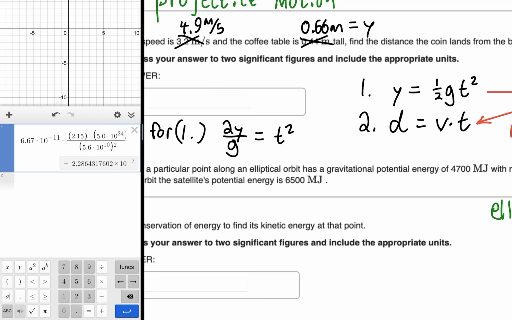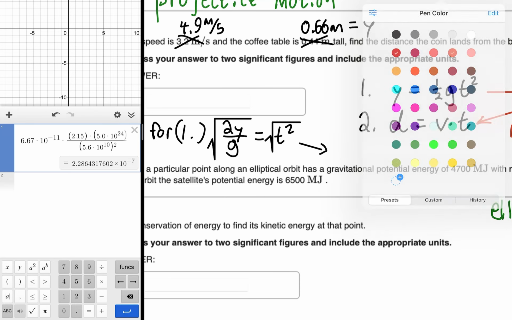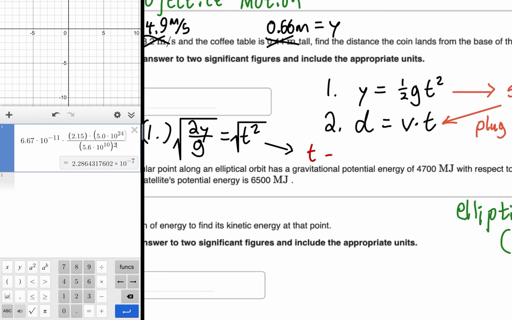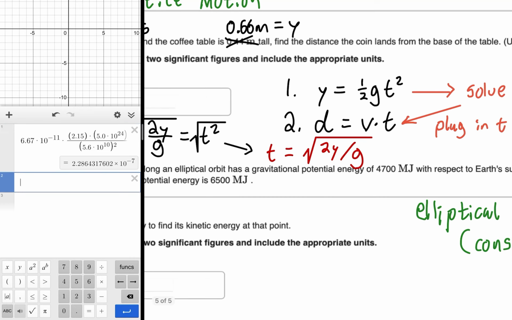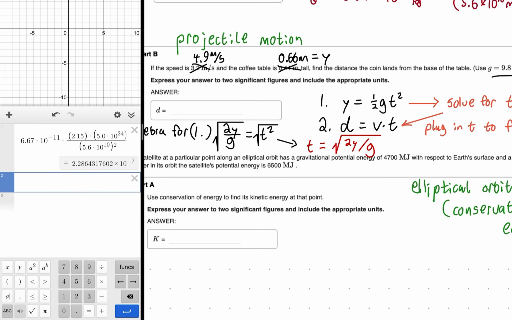Now we want to get t by itself, and so all we have to do now is take the square root of both sides. Because if we take the square root of a square, that undoes the square, and we're just left with t. So that means t is just equal to the square root of 2y over g. Pretty nice, huh? Okay, so let's go ahead and plug that in to find out how much time the coin spends in the air, which in itself is an interesting question. But of course, we're going to use that to find how far it moves at constant velocity.